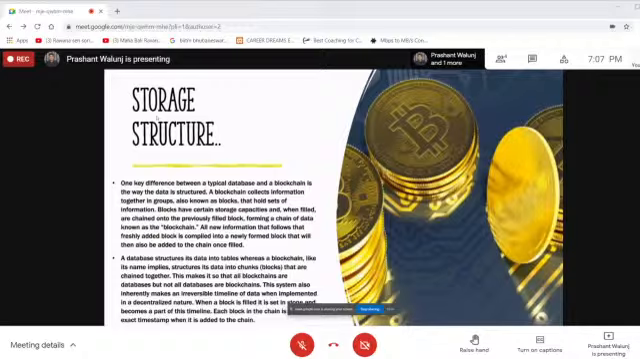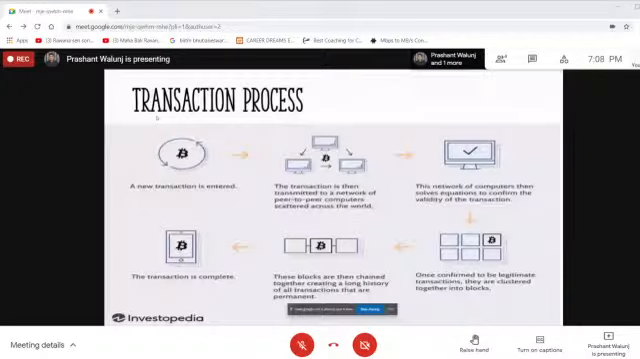Now the next one is the transaction process. What's the transaction process for a blockchain? First, a new transaction is entered, and then it is transferred to a peer-to-peer network of computers scattered across the world. After that, this network of computers solves equations to confirm the validity of the transaction.